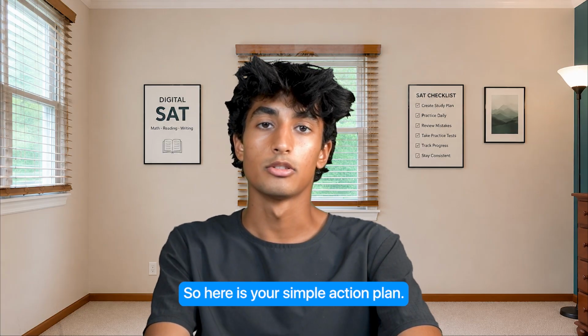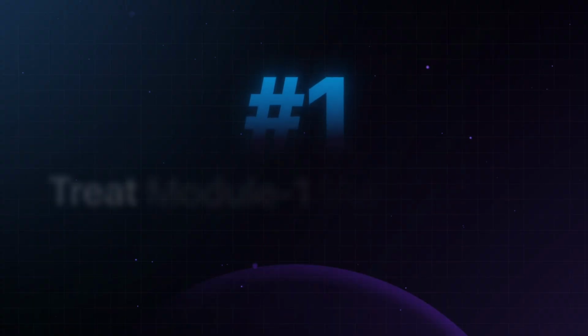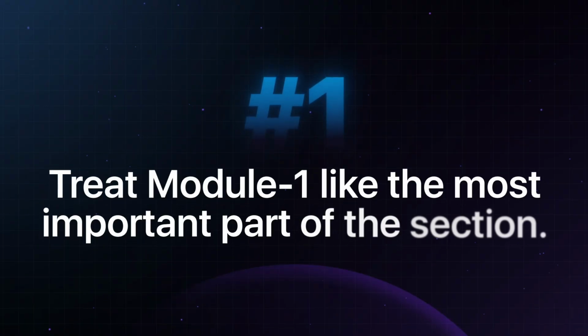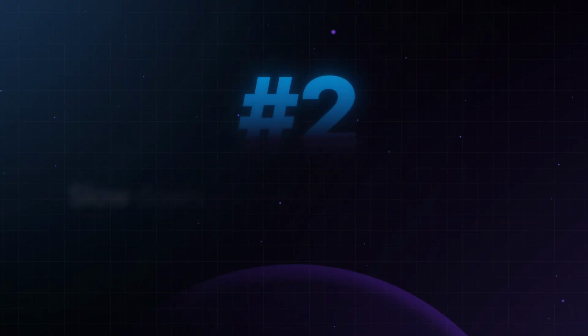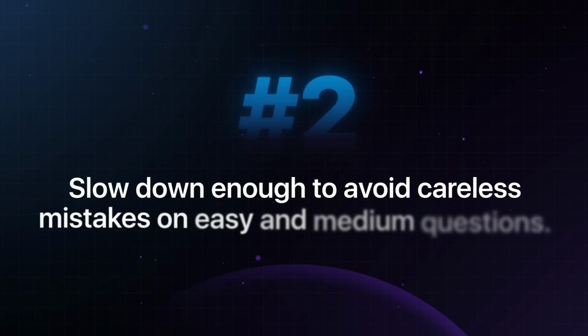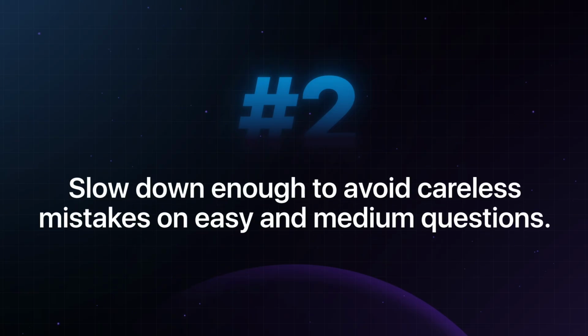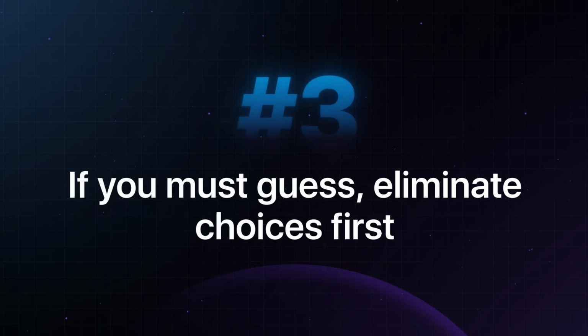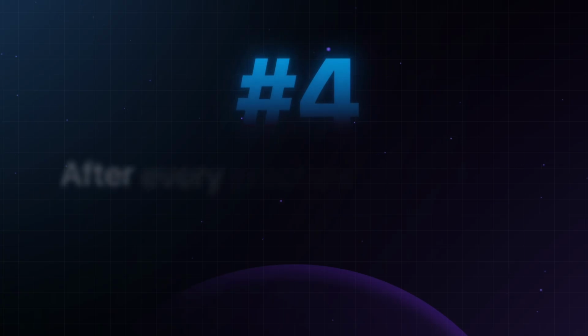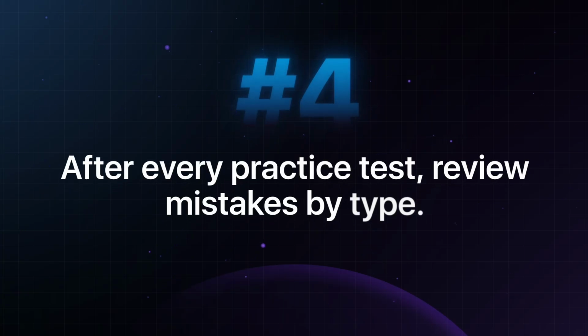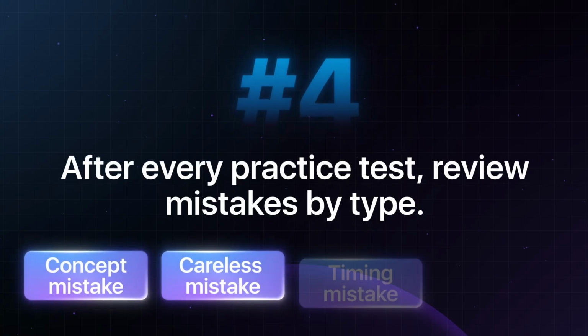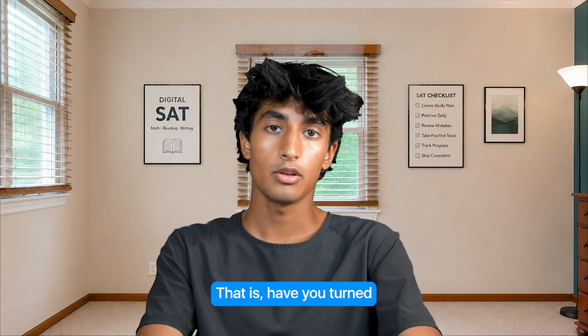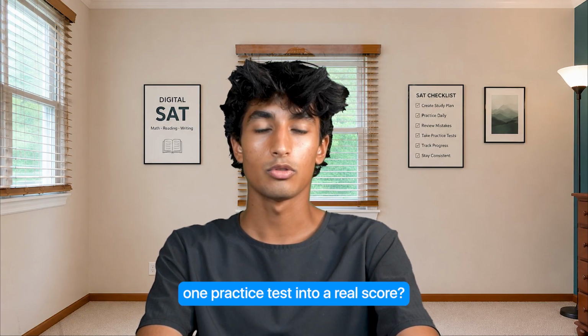So here is your simple action plan. Number 1, treat Module 1 as the most important part of the section. Number 2, slow down enough to avoid careless mistakes on easy and medium questions. Remember, you are not trying to get any of these questions wrong. Number 3, if you must guess, make sure to at least eliminate 1 or 2 answer choices first. Number 4, after every practice test, review the mistakes by type: concept mistake, careless mistake, timing mistake, or strategy mistake. That is how you turn one practice test into a real score improvement.